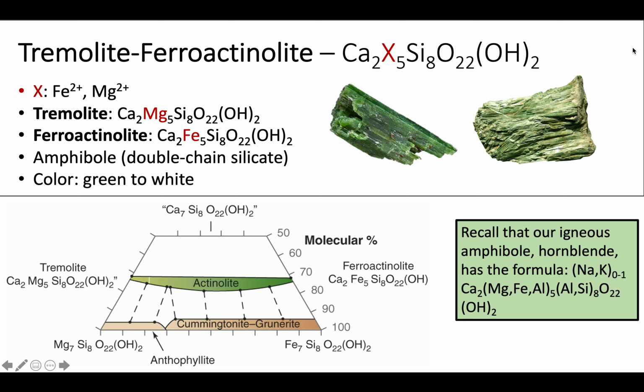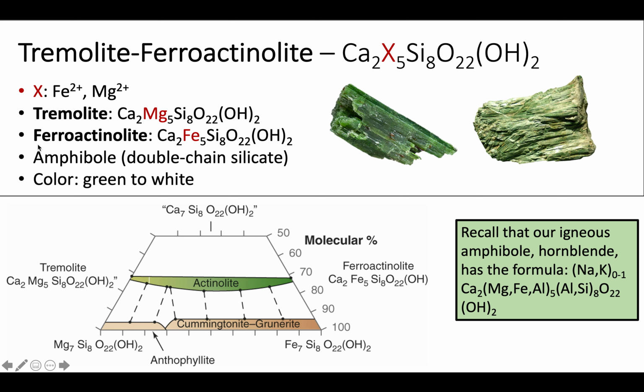Okay, so tremolite ferroactinolite, kind of the amphibole equivalent of diopside. It's got this site X5 that can take in a 2+ cation, so that's going to be iron 2+ or magnesium 2+. So we have a calcium-rich amphibole that can take in either iron or magnesium. The tremolite end member of this solid solution is going to be the magnesium end member, so Ca2Mg5Si8O22(OH)2. Again, that's that amphibole formula we're used to seeing.